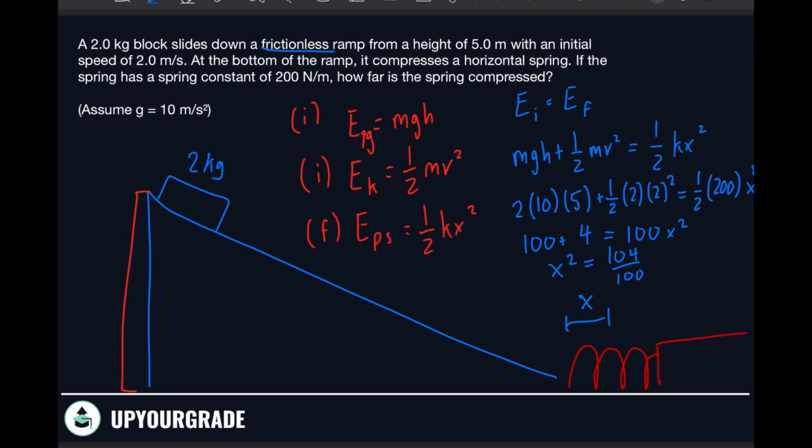Here we have x squared is basically equal to 1. And then when we square root that to solve for x, we get x is roughly equal to 1 meter. Or essentially, after all this, we know that when our box slides down the ramp and compresses the spring, the spring is going to be compressed such that the displacement is 1 meter.